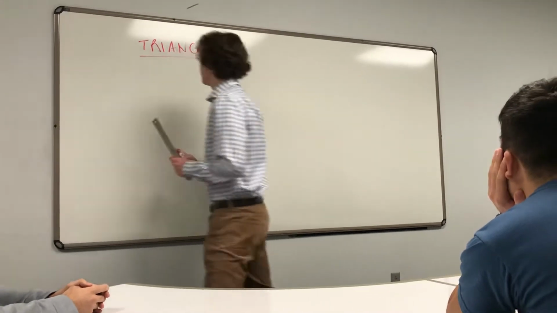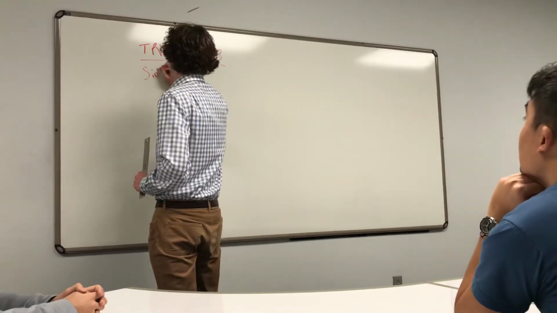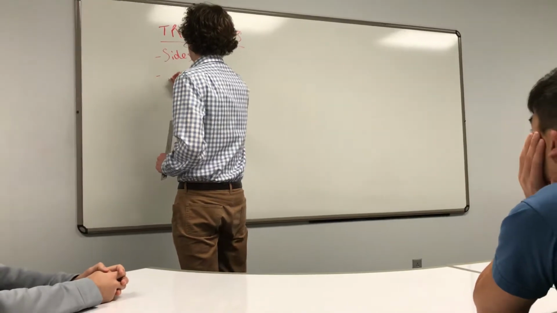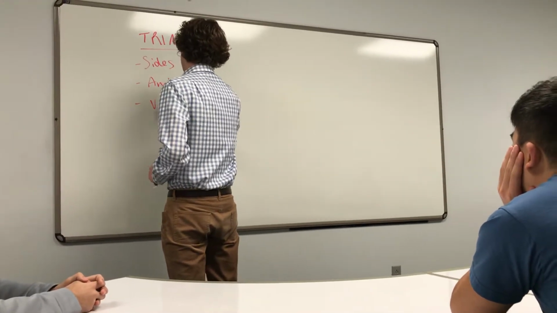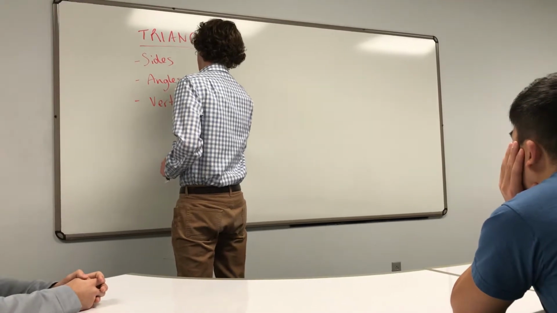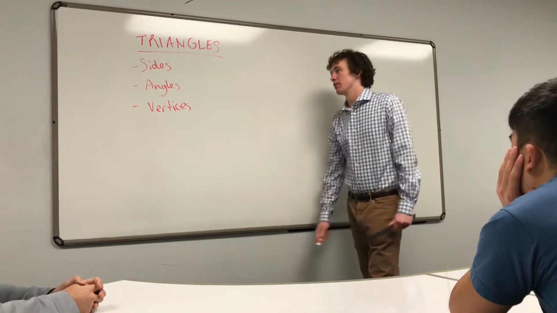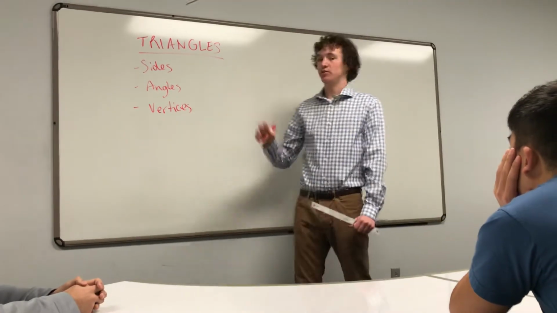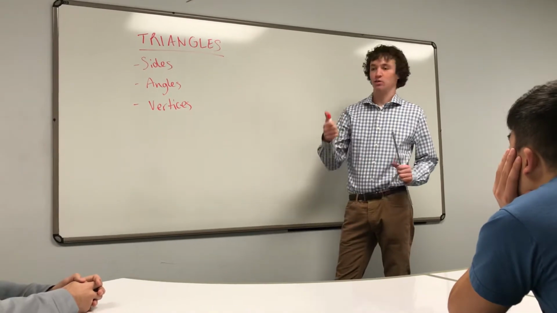Yes, so in triangles there are 3 key aspects of the triangle, and they are the sides, angles, and vertices, like Ashna said. So, as we see, these are the 3 things that triangles are made of. There are 2 ways you can distinguish different kinds of triangles. They are based on the sides or the angles.